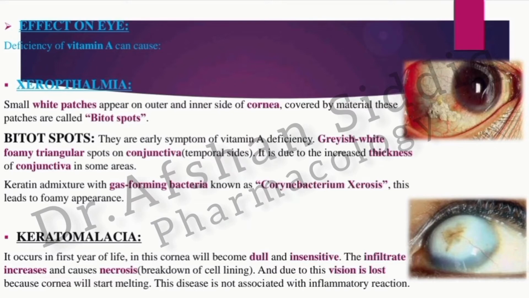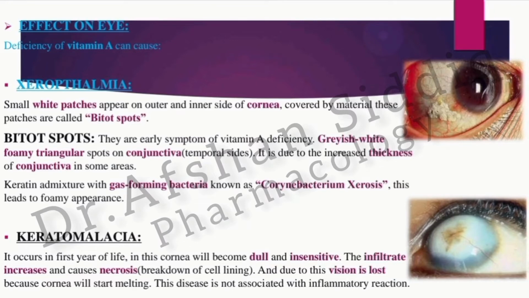Grayish-white foamy triangular spots arise in the conjunctiva, due to increased thickness of the conjunctiva in some areas. Keratin mixed with the gas-forming bacteria known as Corynebacterium xerosis leads to the foamy appearance in the eye.